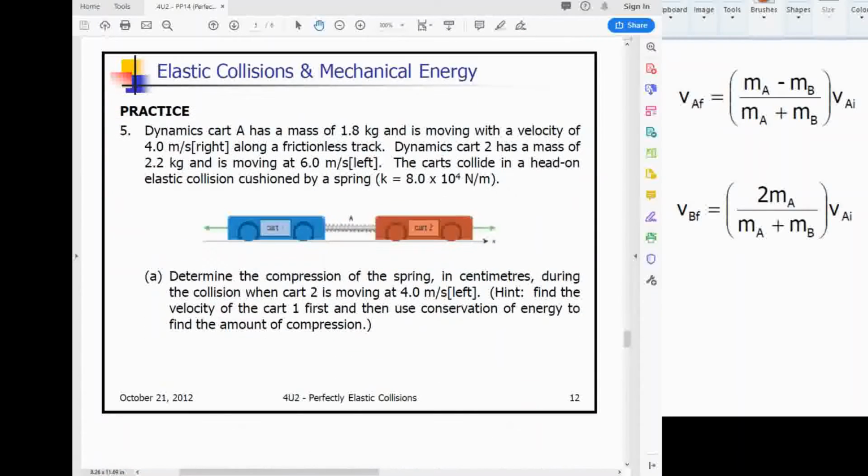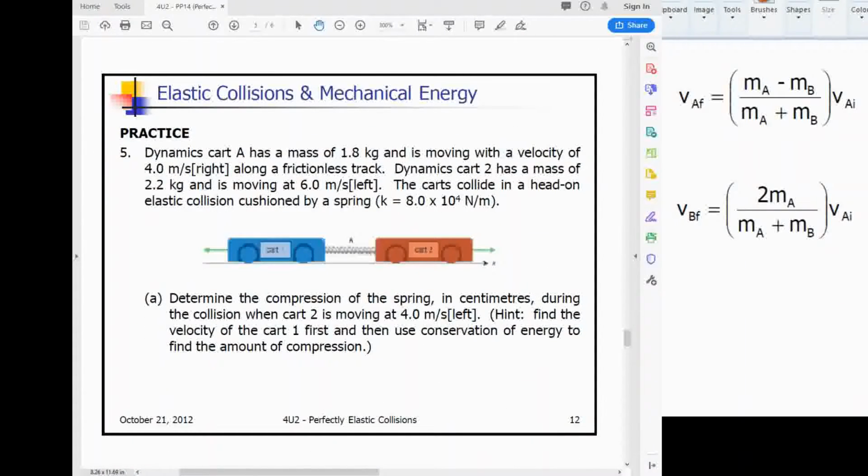And the last thing we'll do is we'll look at a problem here with a collision between two carts with springs. So we have a dynamics cart that has a mass of 1.8. It's moving at the velocity of 4.0 meters per second to the right. We're going to ignore friction for this problem. And then we have a dynamics cart with a mass of 2.2. It's moving 6 meters per second to the left.